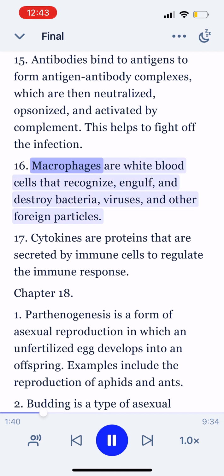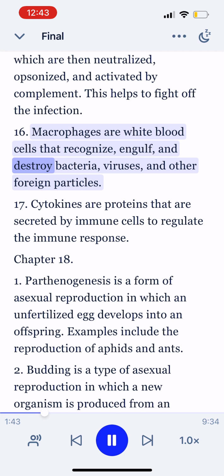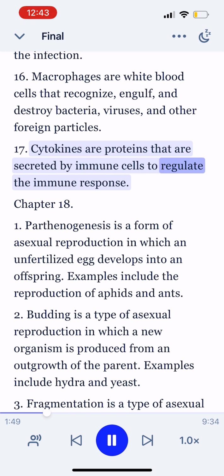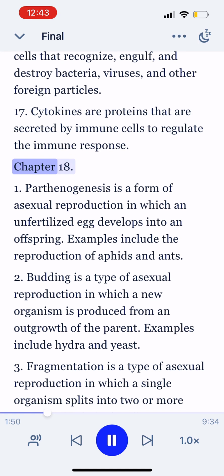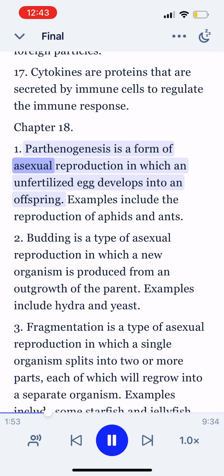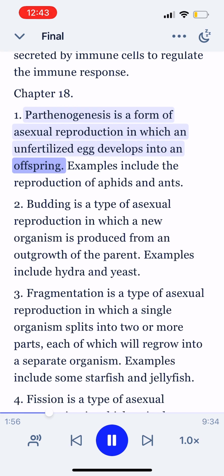16. Macrophages are white blood cells that recognize, engulf, and destroy bacteria, viruses, and other foreign particles. 17. Cytokines are proteins that are secreted by immune cells to regulate the immune response. Chapter 18. 1. Parthenogenesis is a form of asexual reproduction in which an unfertilized egg develops into an offspring.